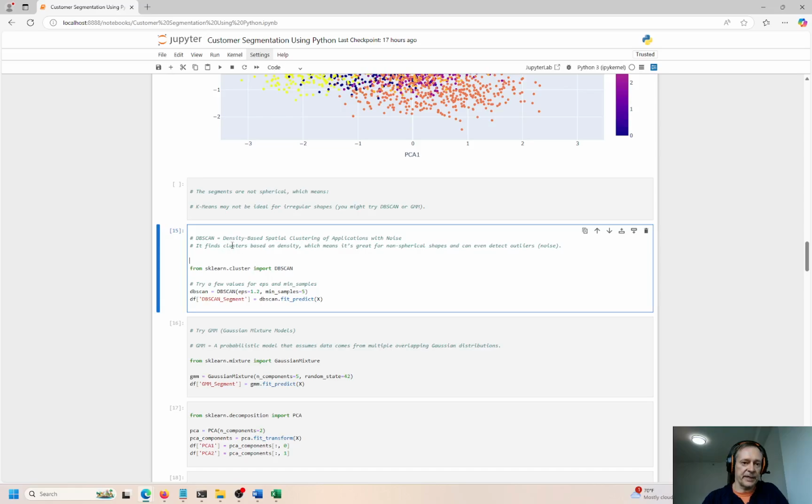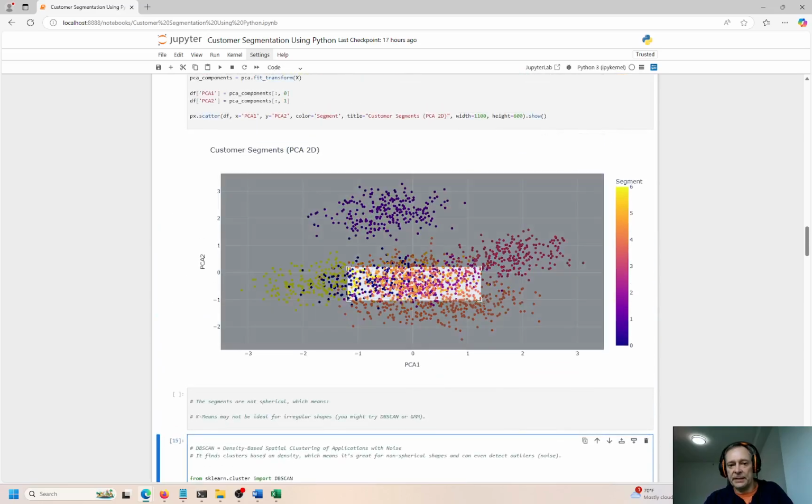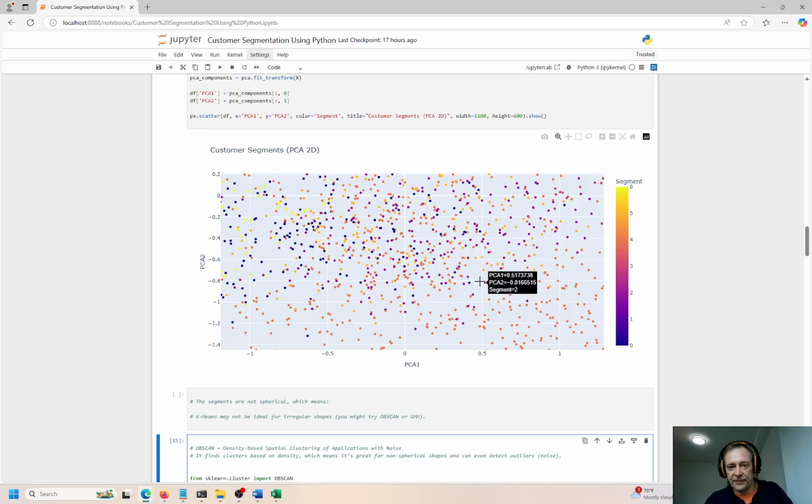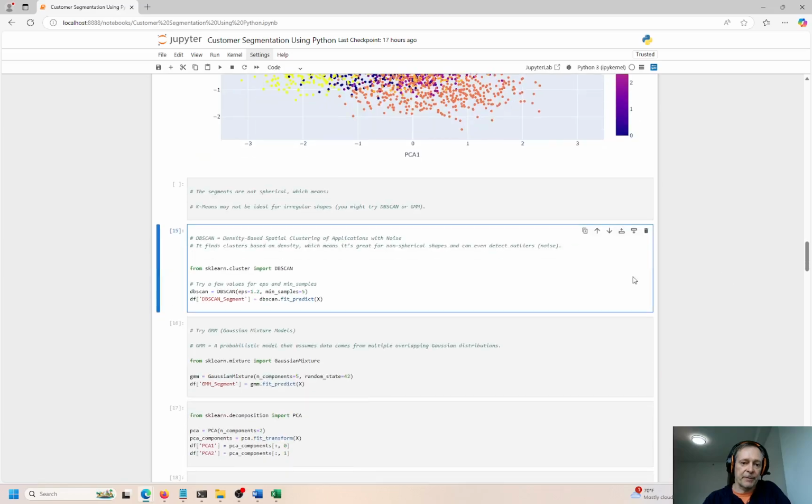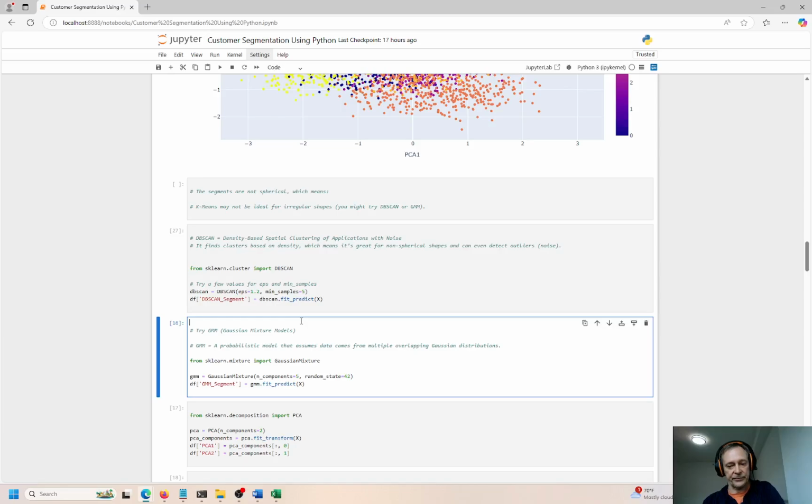One is called DBSCAN. It's density-based clustering that helps to deal with noise, right? There's a lot of noise in this chart right here. If you look in the middle, this is very noisy. It's very busy. We don't have cleanly defined and separate clusters, right? So there's a lot of noise. DBSCAN is good at dealing with that noise and teasing out the density of those clusters, and then we can plot the results and see what those are.